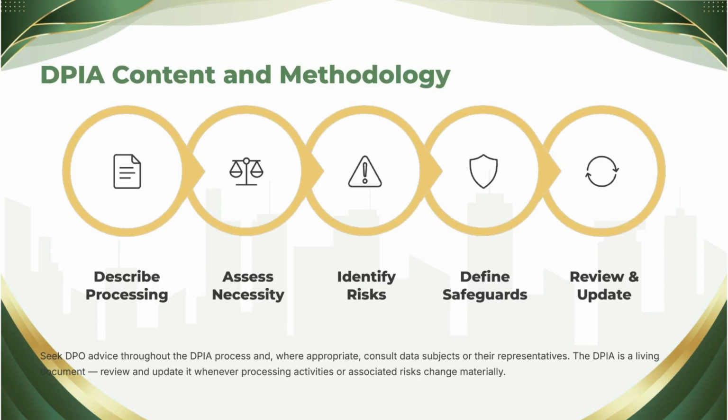Article 35(7) prescribes 4 elements, and I want to walk them as a narrative arc, because a DPIA done well tells a story. Here is what we want to do, here is why it's justified, here is what could go wrong for people, and here is how we've made it safe.